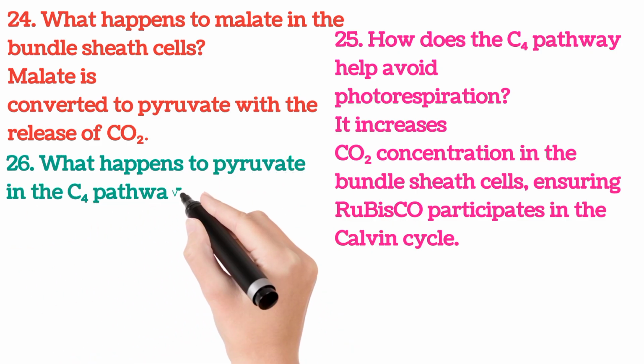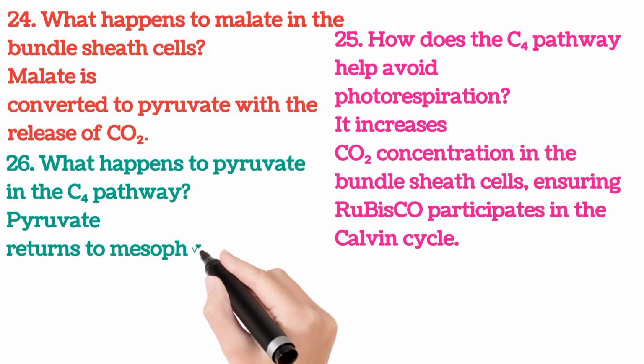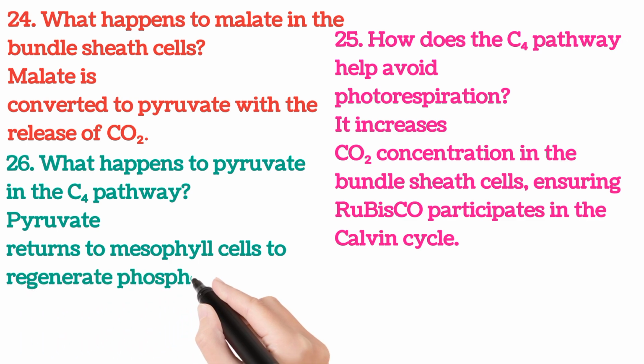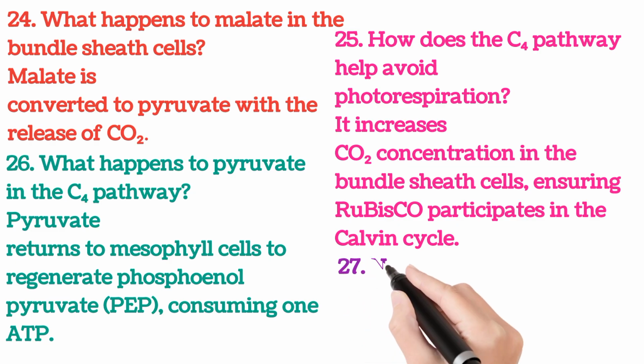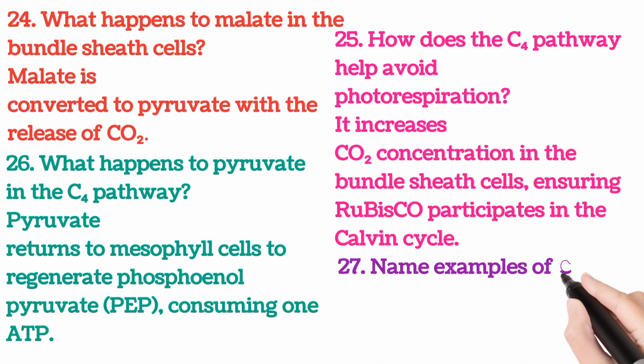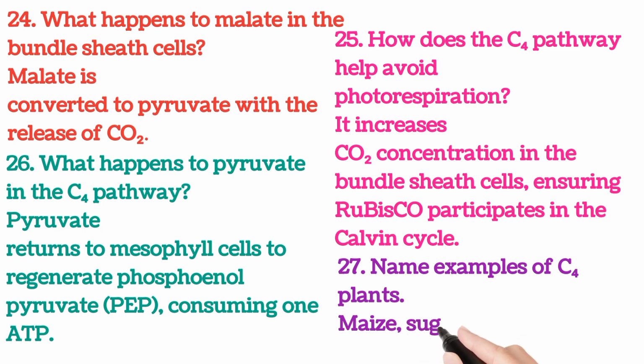26. What happens to pyruvate in the C4 pathway? Pyruvate returns to mesophyll cells to regenerate phosphoenol pyruvate, consuming 1 ATP. 27. Name examples of C4 plants. Maize, sugarcane, sorghum.